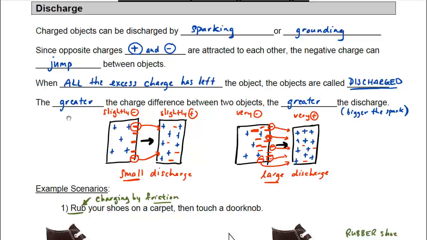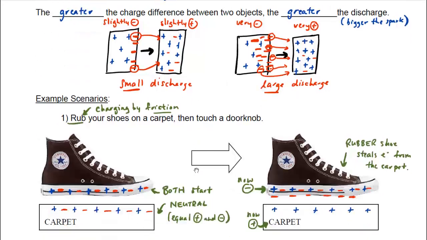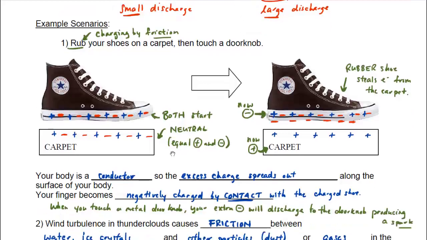We talked about that in other lessons. The greater the charge difference between those two objects, the greater the actual spark will be, the greater the discharge. So here we've got a few extra negatives and a slightly positive other object. So we have a few negatives jumping across. Here we've got a very negative object and a very positive. So the bigger the difference in the actual charges, the more electrons you'll see moving towards the positive object. So this would be a little spark, a small discharge, and this would be a very large spark or a large discharge.